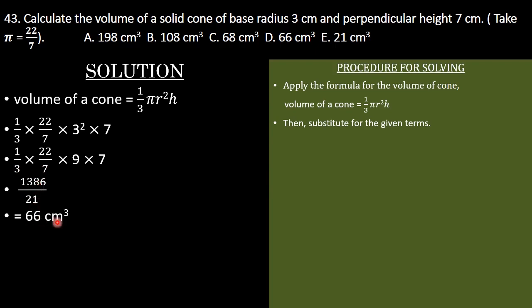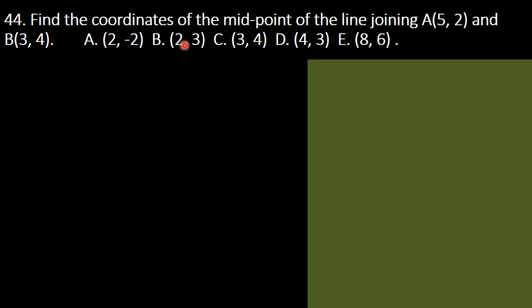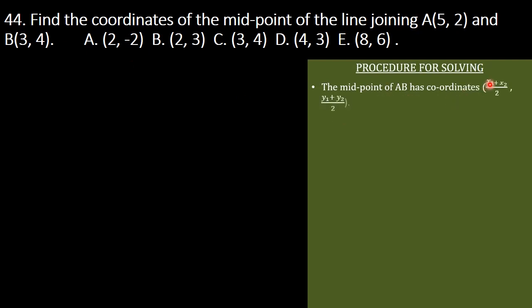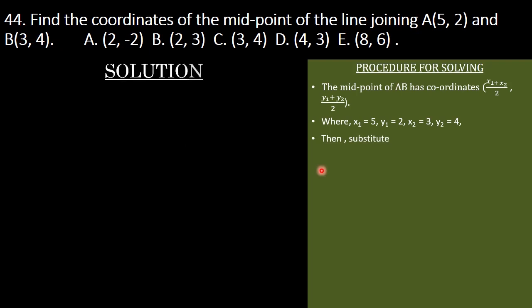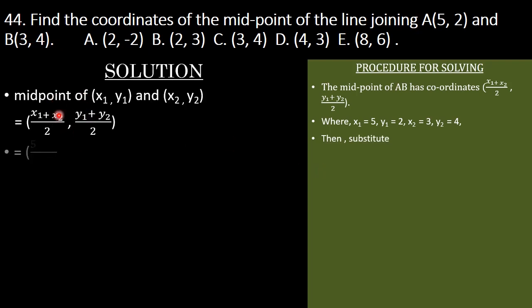Question 44. Find the coordinates of the midpoint of the line joining A(5, 2) and B(3, 4). Let's check the procedure for solving this. The midpoint of AB has coordinates x1 plus x2 over 2 and y1 plus y2 over 2, where x1 is equal to 5, y1 is equal to 2, x2 is equal to 3, and y2 is equal to 4. Then substitute. Let's check the solution. Here is the formula for the midpoint. Then let's substitute. We now have 5 plus 3 over 2 and 2 plus 4 over 2. We have 8 over 2 and 6 over 2. 8 divided by 2 we have 4, 6 divided by 2 we have 3.